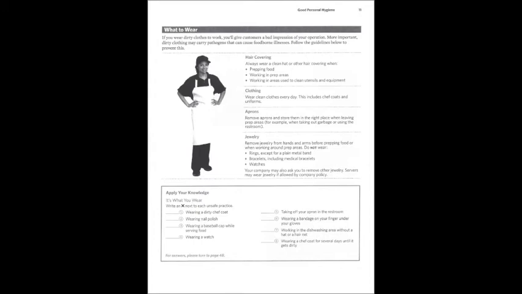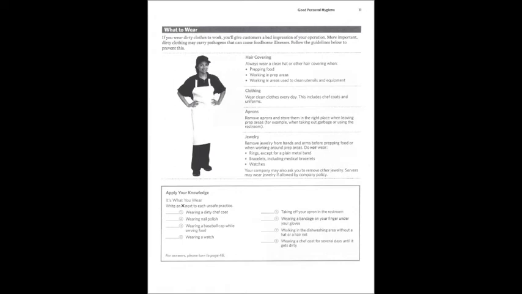Hair covering. Always wear a clean hat or other hair covering when prepping food, working in prep areas, or working in areas used to clean utensils and equipment. Clothing. Wear clean clothes every day. This includes chef coats and uniforms. Aprons. Remove aprons and store them in the right way when leaving prep areas, for example, when taking out garbage or using the restroom.